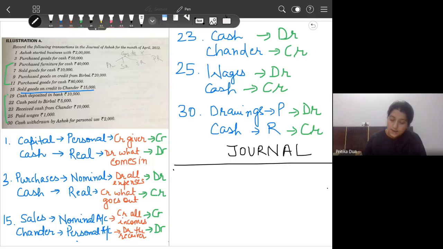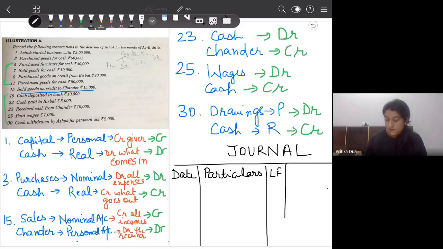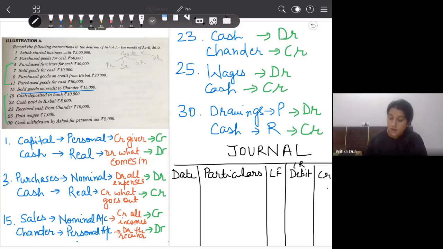What is its format? I'm writing it down. Please have a look. First column is date, then particulars. So write credit and debit fully. There's some space issue here. So debit credit in rupees, you write the amount here.